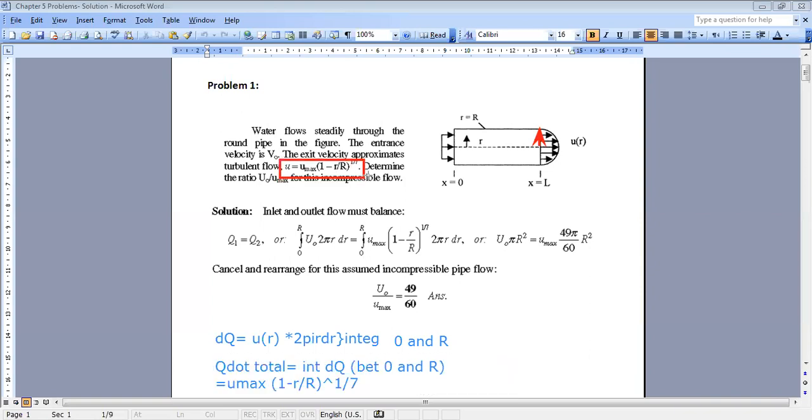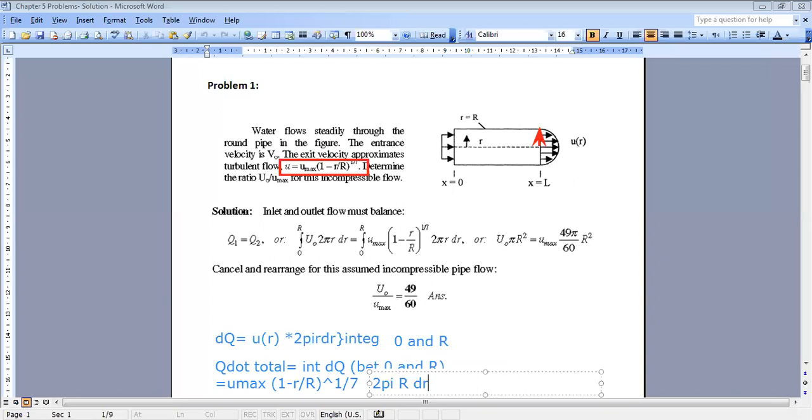Okay, so I am replacing now u by its value. Then I should multiply by 2 pi r dr. So until now I just replaced u of r by its value, and I want to multiply this value by 2 pi r dr.